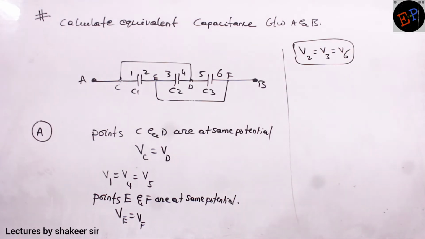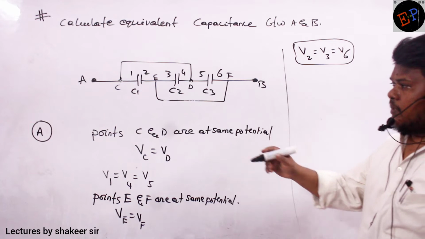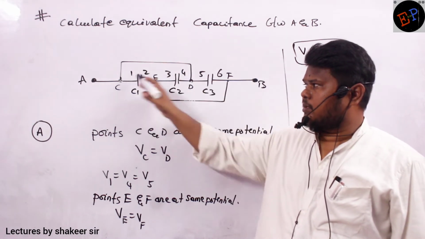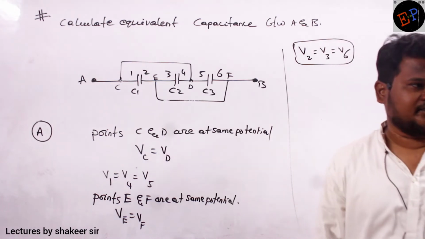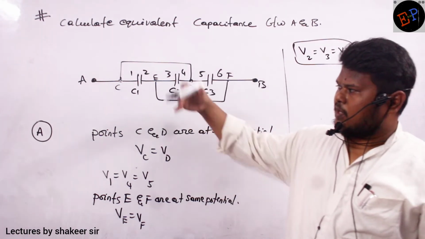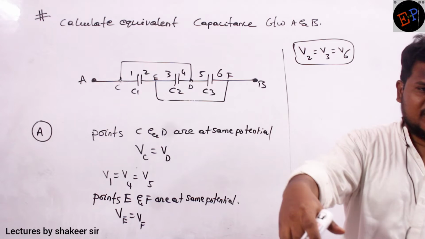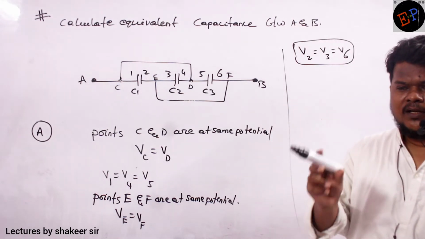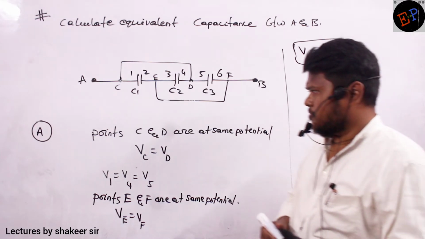That's all, no? Whenever you connect a short circuit like this, then this point and this point will be at same potential. Are you able to understand? It means whatever plates are connected to that particular point, all of them will be at same potential, because there is no potential difference between them. Is it clear?